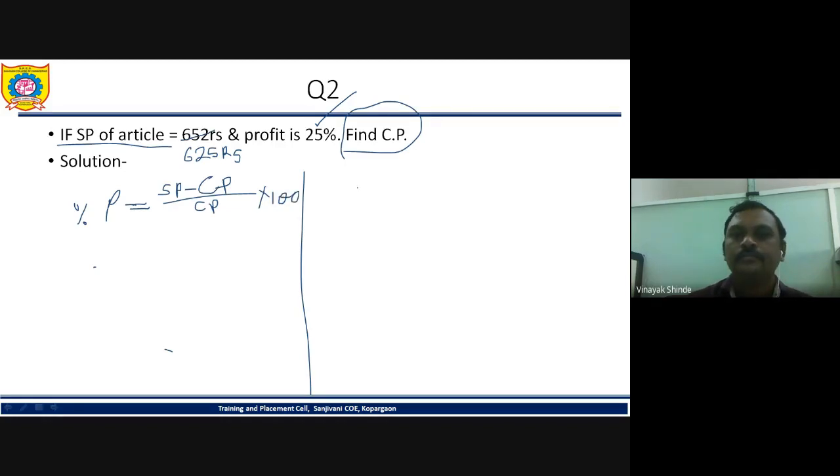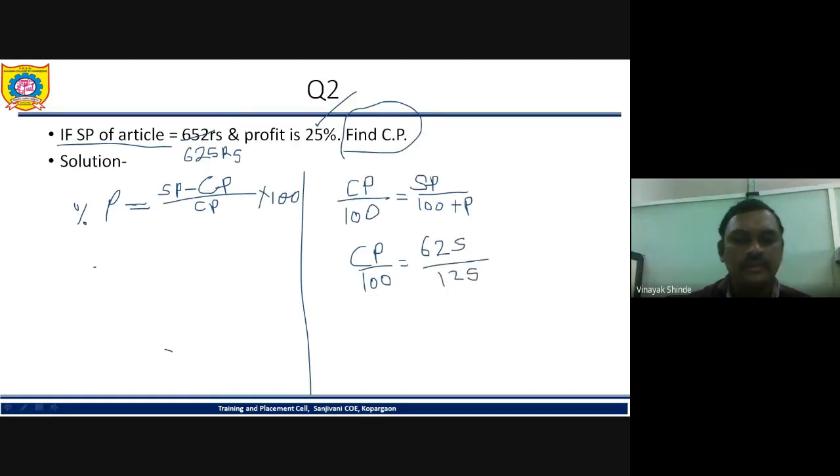Another way is, as I told you, we always consider cost price as 100%. So cost price divided by 100 is equal to selling price divided by 100 plus profit. How much is the profit? 25. So this is cost price divided by 100 is equal to selling price 625 divided by 100 plus profit, so it is 125. You can use any one method and you will get the answer within a few seconds, like 30 seconds.